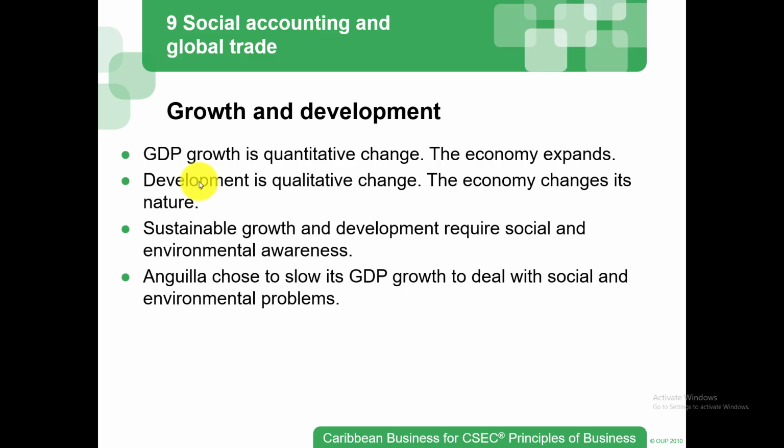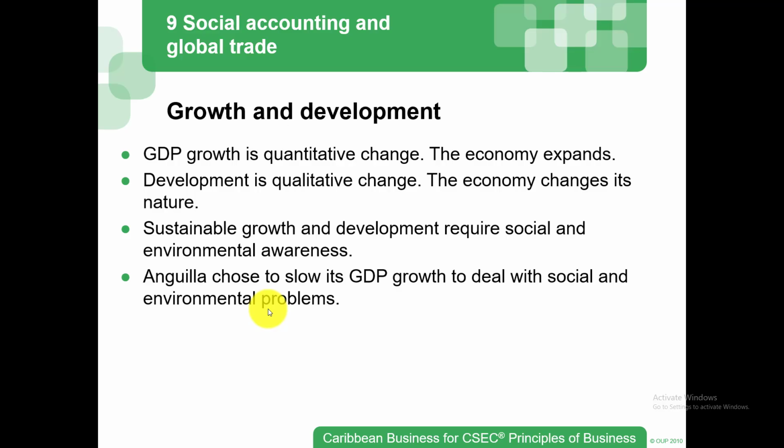Because you have development. Sustainable growth and development requires social and environmental awareness. Angola chose to stress GDP growth to deal with social and environmental problems. So, development and growth are two different things. But there's always this question: can there be growth without development? Or can development occur without growth? What is the answer to that?